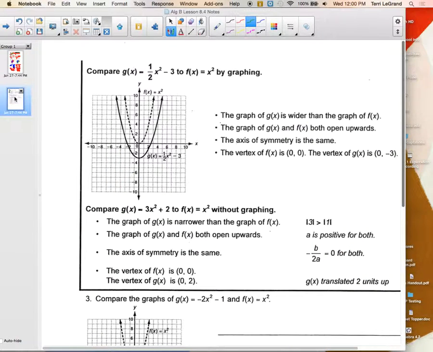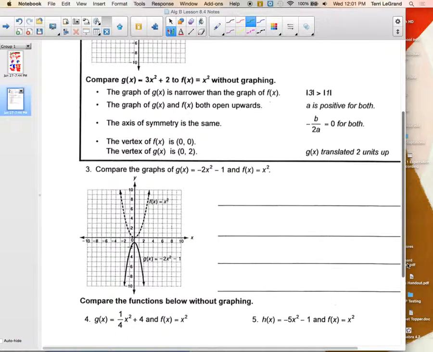Number 3 says compare the graphs of g of x equals negative 2x squared minus 1. Which graph is it on there? The dashed one or the solid one? The solid one. g of x, they've shown you that. And f of x, the parent function, equals x squared. That's our dashed one. Okay, we're going to compare them. But before we do that, underneath each of them, we're going to say what is its a value, what is its c value. Okay, a, c.